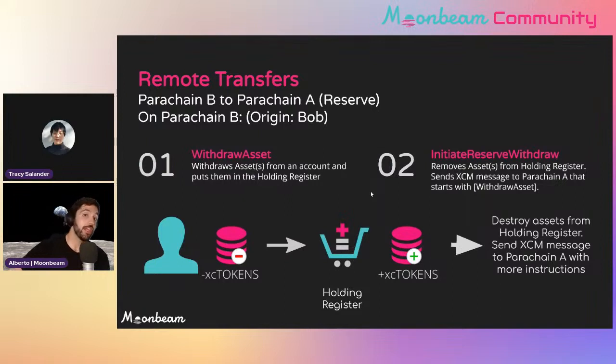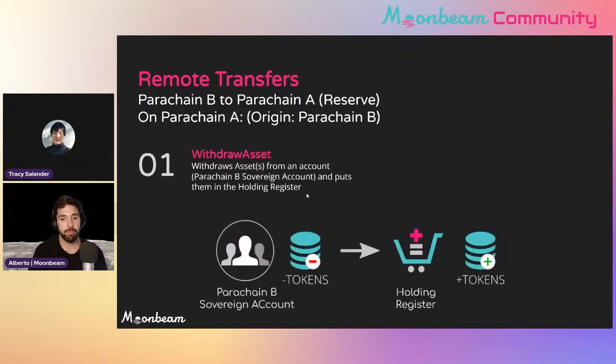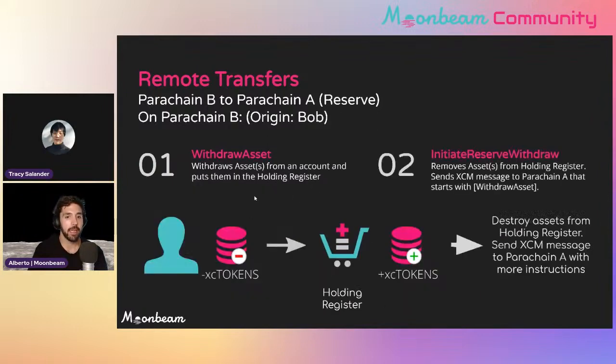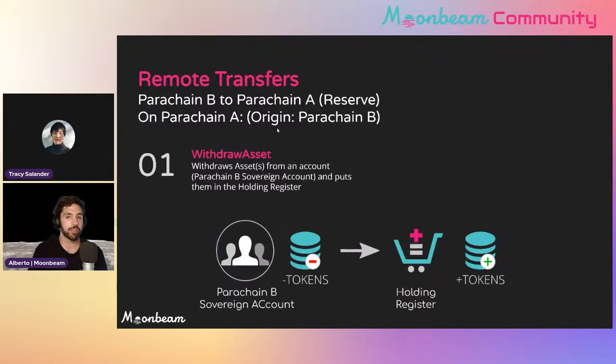If you want to do it the other way around, so if you want to move tokens from Bob to Alice, in this case you need to use a separate set of instructions that, for time, I'm not going to go through in detail. But in this case, you're actually using withdraw assets, which will take these tokens and put them in the holding register on Astar. And then this withdraw asset depends, right? It could be either from Bob or it could be from the sovereign account.